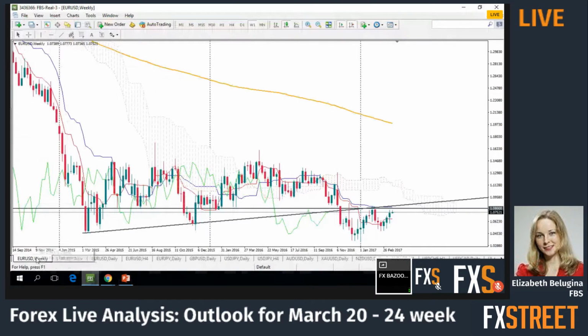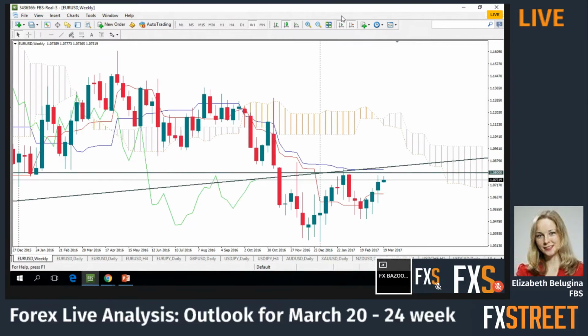Let's discuss the picture for other currencies and dynamics of these currencies versus the US dollar. As usual, we start with euro dollar and we start with the weekly chart. And I think at the weekly chart, it is fairly clear that the euro is in a rather good position these days.